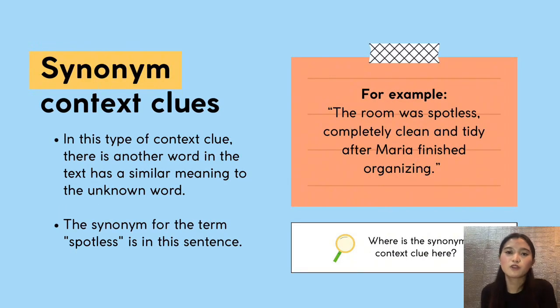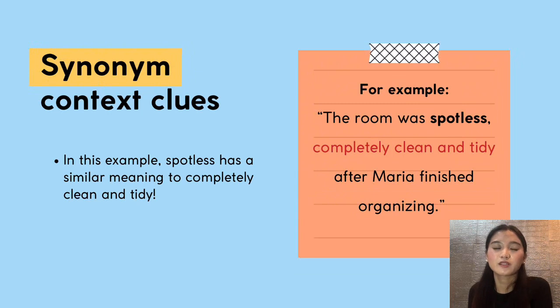Next, we have synonym context clues. Here, the author uses another word or phrase that means the same or nearly the same as the unfamiliar word. Look at this sentence. The room was spotless, completely clean and tidy after Maria finished organizing. The words completely clean and tidy have the same meaning as spotless. That's your synonym clue. Easy and clear. When you see a sentence where one part repeats meaning using similar words, that's a synonym clue. Authors often use this type to make the writing richer while still helping the reader understand.